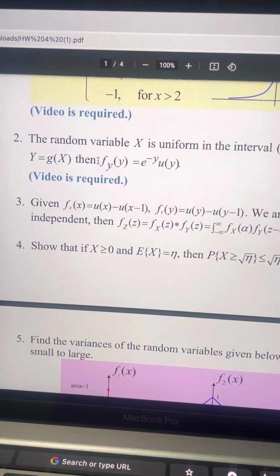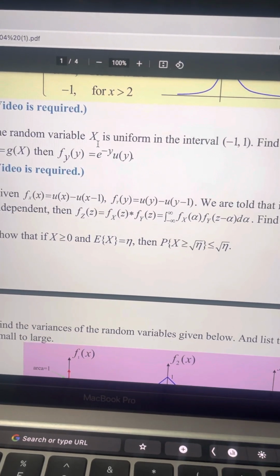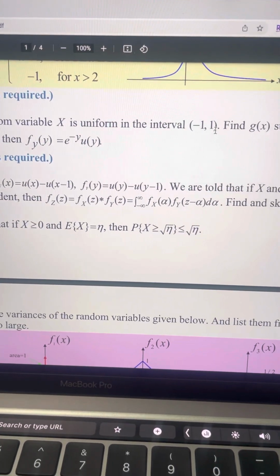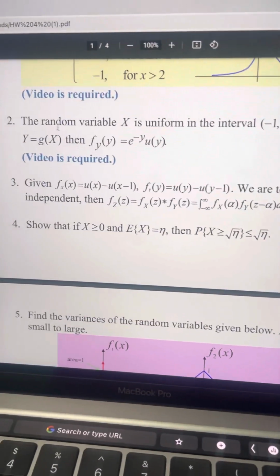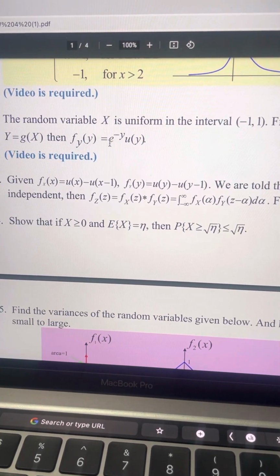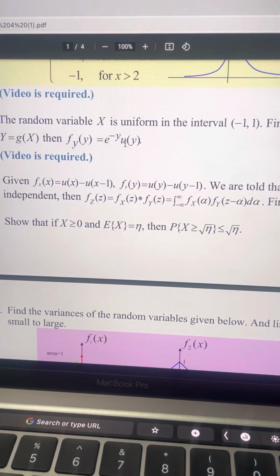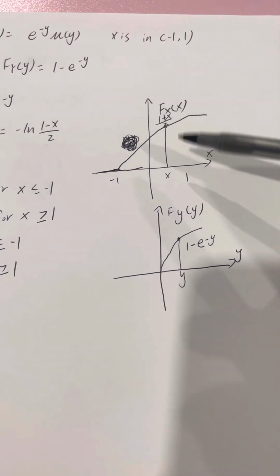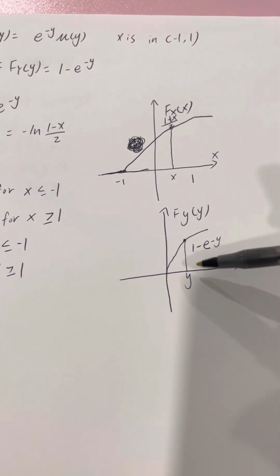So on this question, the question says the random variable X is in the interval -1 and 1. So we are required to find the g of x such that when Y equals g of X and F_Y(y) is equal to e to the negative y power times u(y). So in order to solve this question, we are required to draw for the F_X(x) and F_Y(y) first.